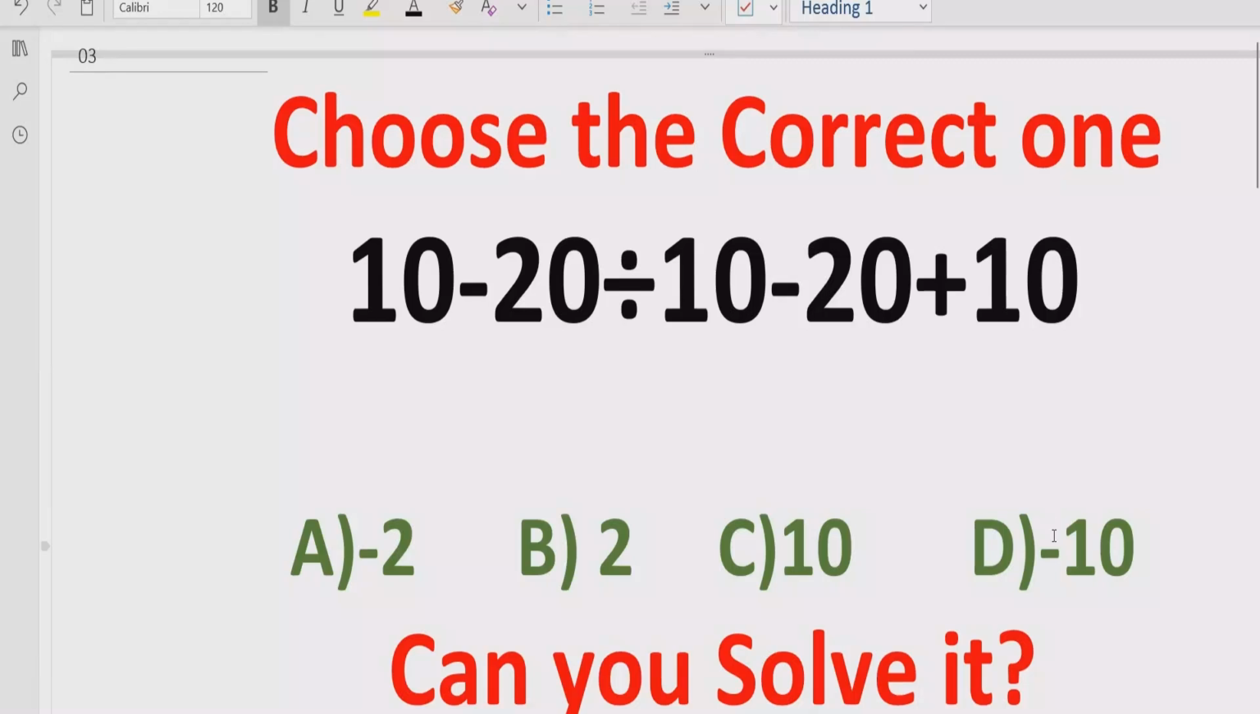Today we will solve another quiz which is related to arithmetic expression. The quiz contains the basic operations plus, minus, multiplication and division. So we have to solve this quiz using PEMDAS and BODMAS method and find out the correct answer. In the answer list we have four answers. A is -2, B is 2, C is 10 and D is -10. So let's see after solving it which answer is correct.